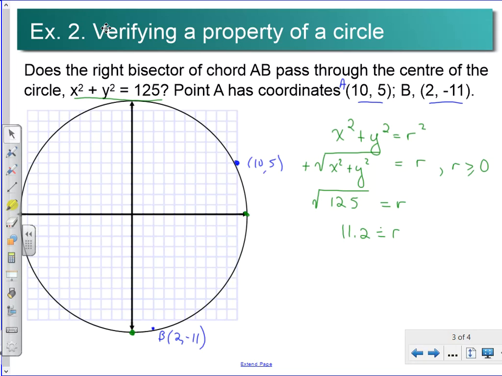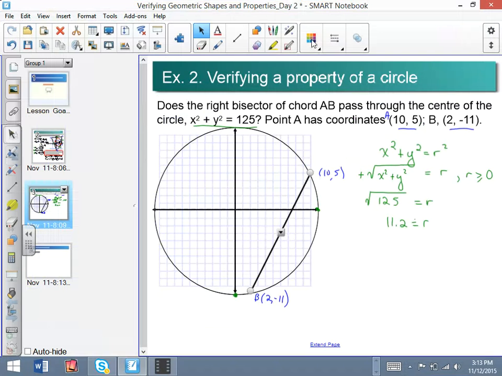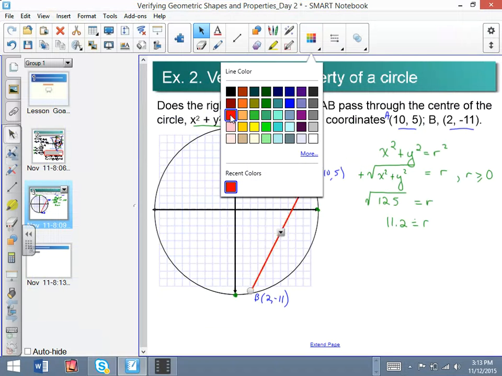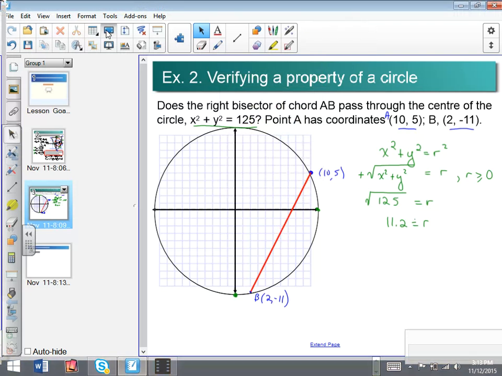So now let's get on with the task at hand. Does the right bisector of chord AB go through the origin? That is the center of the circle in standard position. So let's see. The chord would be here. Oh, sorry, here, between those two. I'm going to color code that line differently so it shows up nicely. Let's make it a bright red. And we'll go back to full screen.